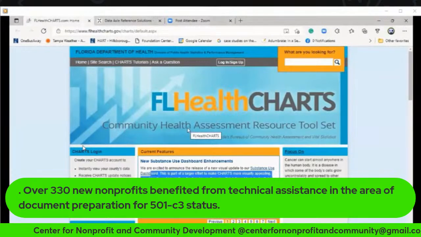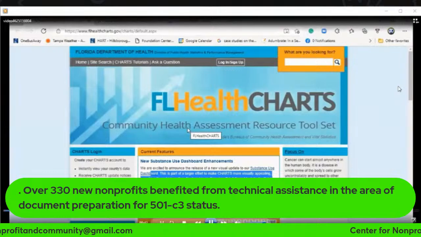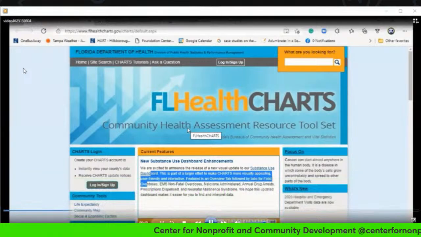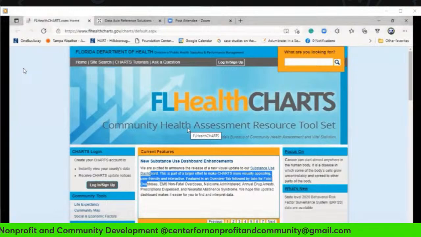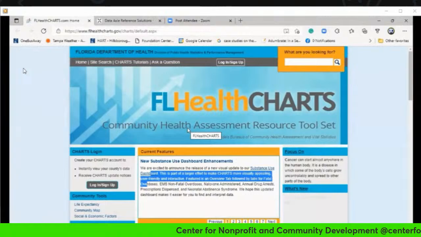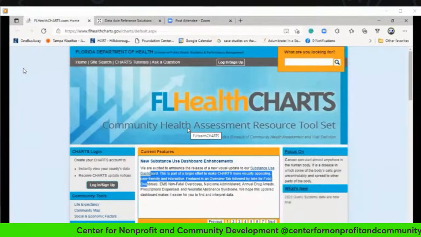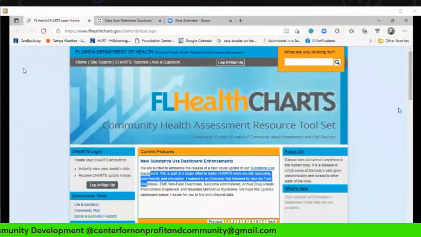Now, this site right here is only for those that are in the state of Florida. But a similar site exists in every state. Might be the Maryland Department of Health, it might be the New York Department of Health, but every health department has a site like this where you can gather some important data about the health in your community. Let's look at some information that this site provides. And keep your attention over here.